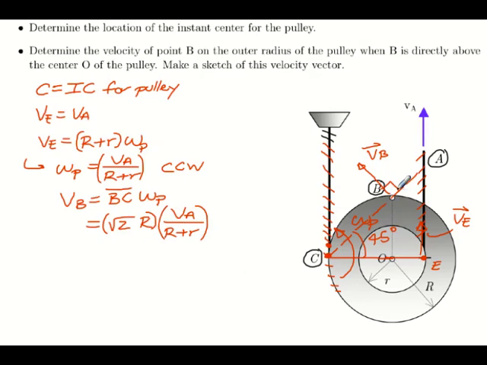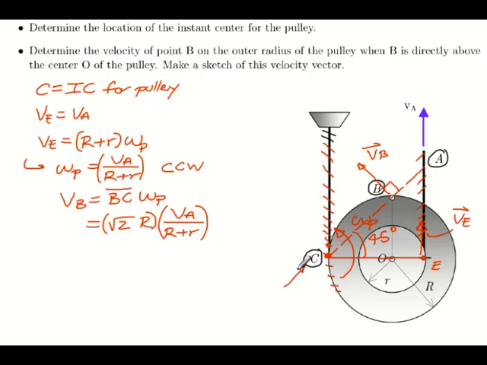So, what did we do? Well, we reasoned through where the instant center had to be, because that pulley has this cable over here on the left-hand side wrapped around the outer radius. If the pulley doesn't slip, then the velocity of the contact point C has to be the same as the velocity of the cable that's hanging down, and that hanging down cable is stationary. So that's the argument we went through to reason out that the velocity of C is zero.